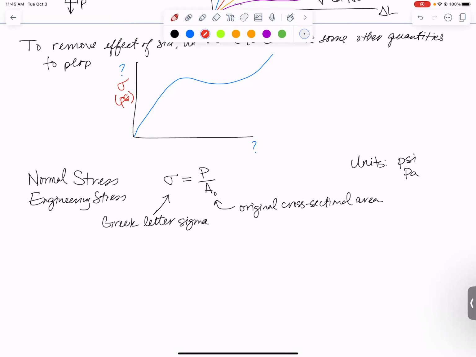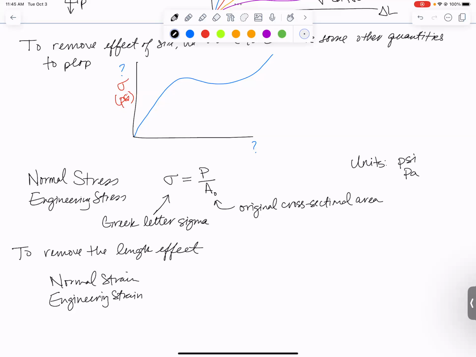Well, we tried to plot delta L, but delta L is kind of a problem because if you imagine pulling a really short tensile bar versus a really long tensile bar, they're probably going to stretch a different amount. So we want to take out the effect of length. To remove the length effect, the next quantity we're going to use is called normal strain, also called engineering strain. It looks like a lowercase Greek letter epsilon, and it's going to be that change in length divided by the original length.